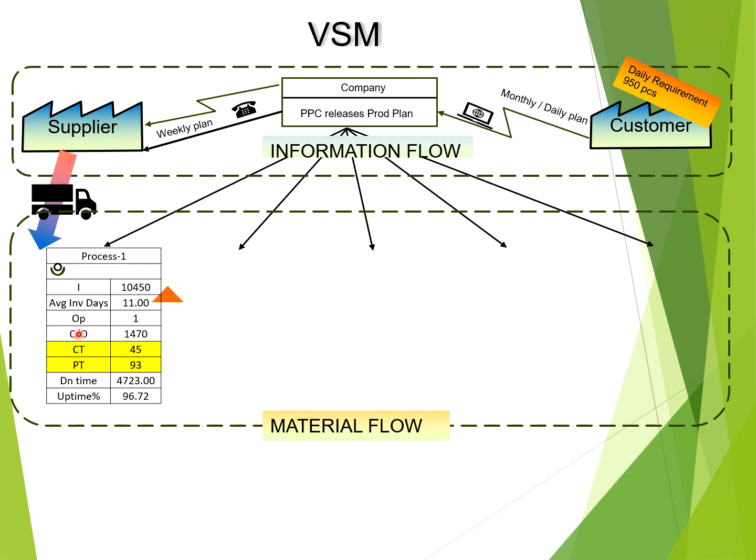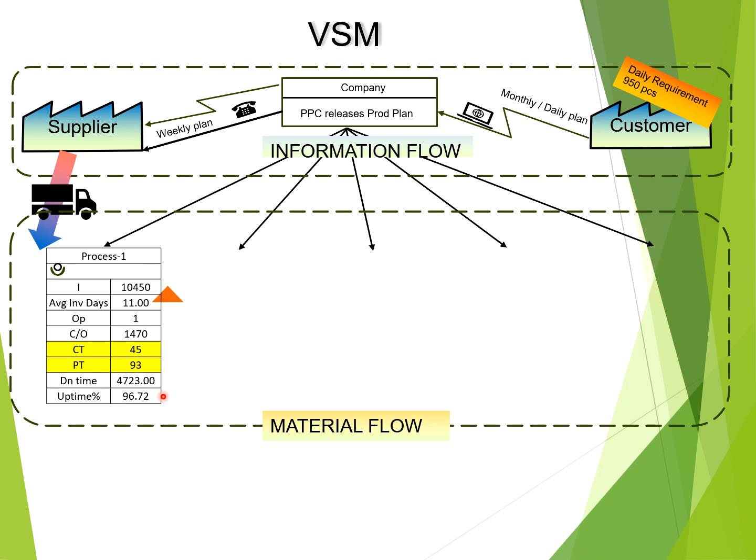Changeover time is 1470 seconds. Cycle time was 45 seconds. One more important thing, the process time is 93 seconds. So process time is basically from start to end for the product. This includes value added and non-value added activities both. So cycle time is value added. So in this, the non-value added activities are 48 seconds.